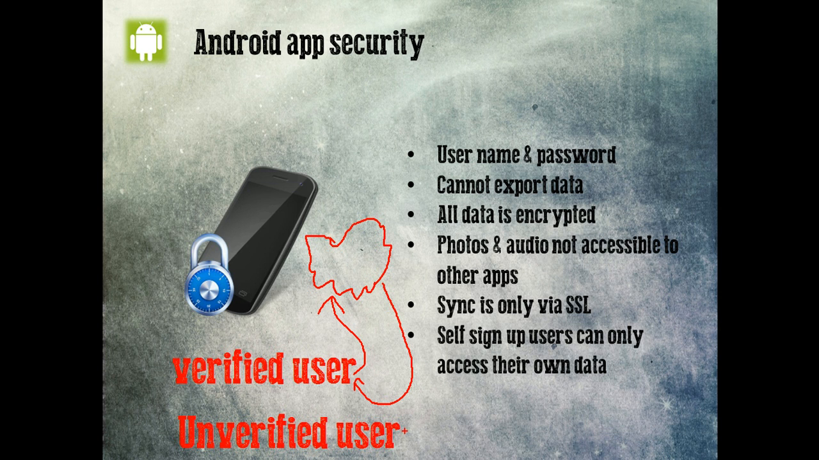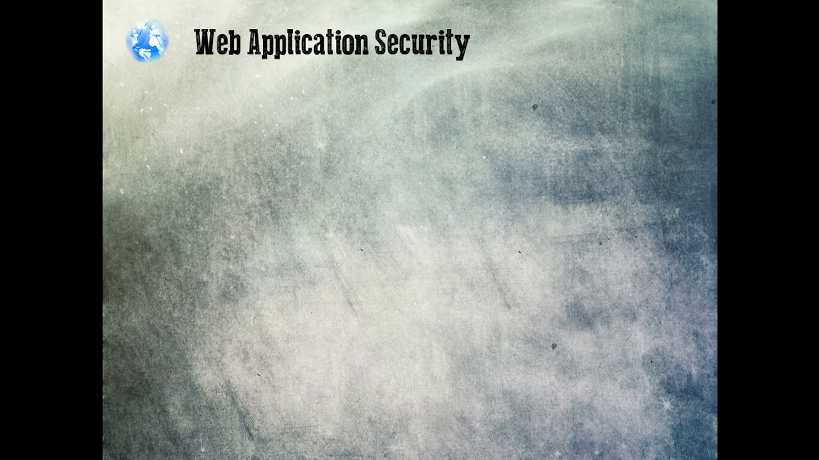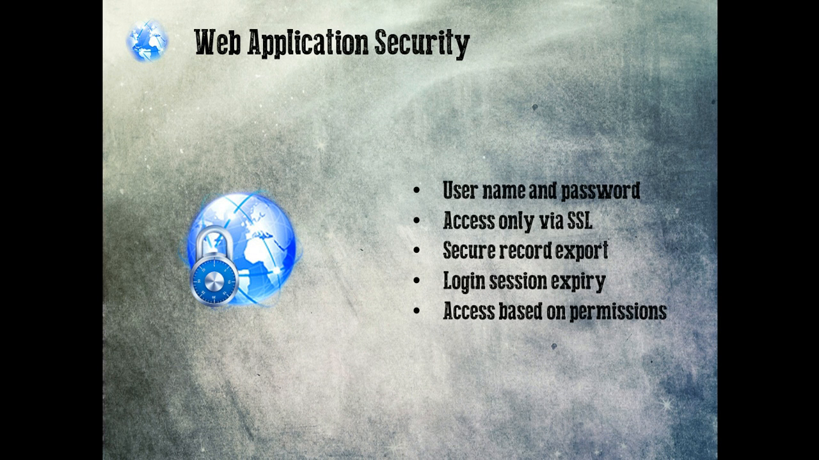But if it's an unverified user, they will send across their own records, but only get back changes to their own records. So they will not be getting back records created by any other user. And this is a safeguard in case the unverified user is someone with ill intention and somehow they knew the URL to the server. So that covers the basics of the Android app security. Let's move on to the web application.